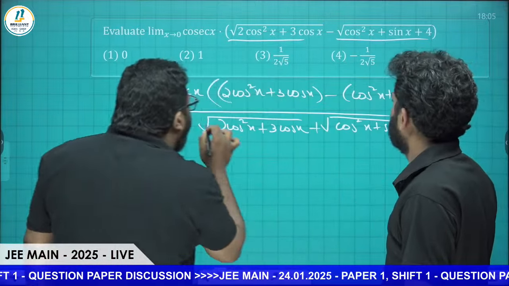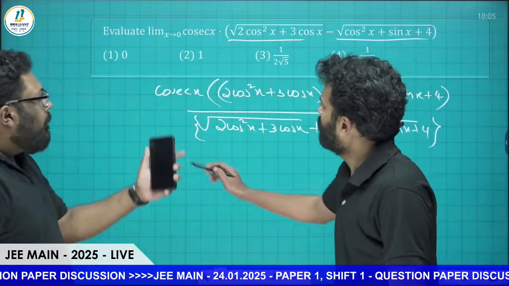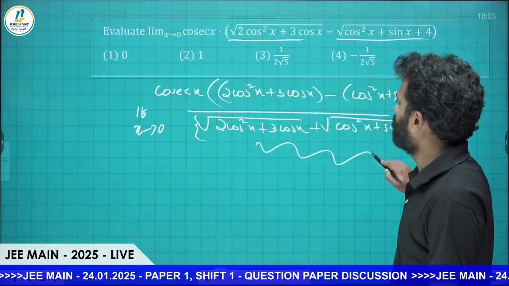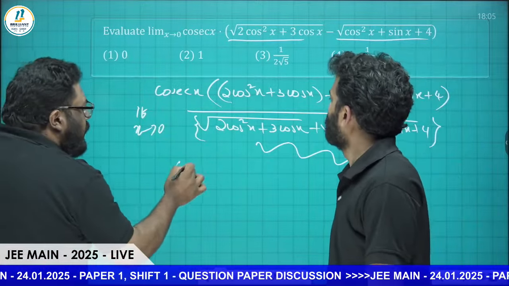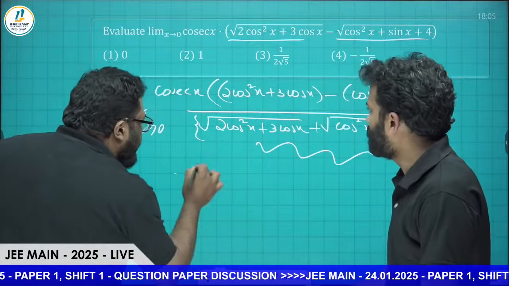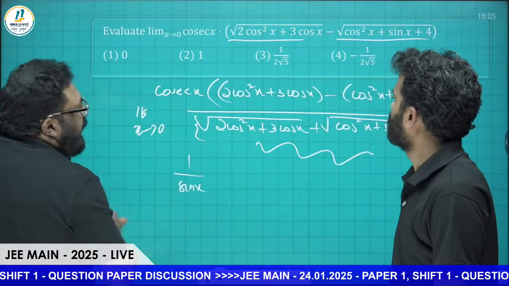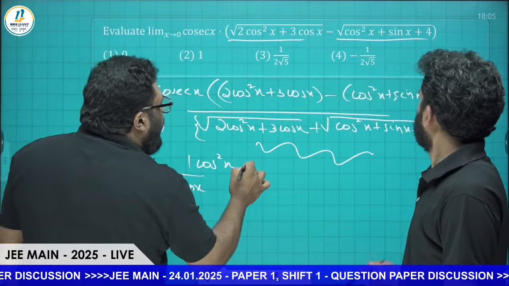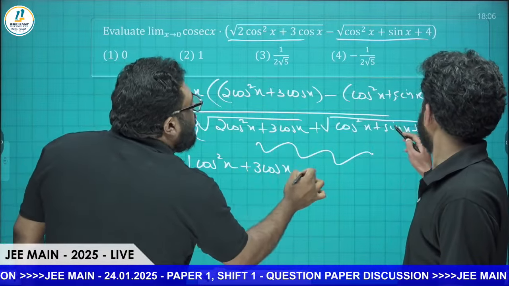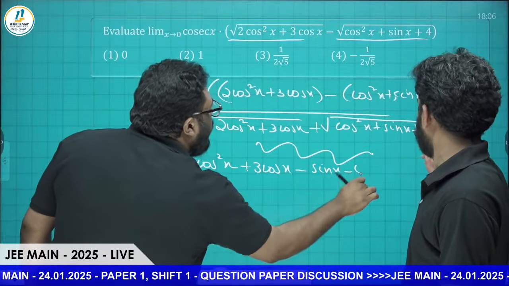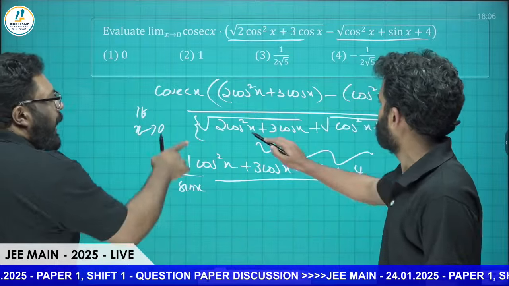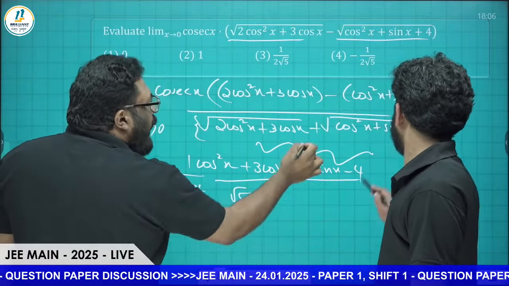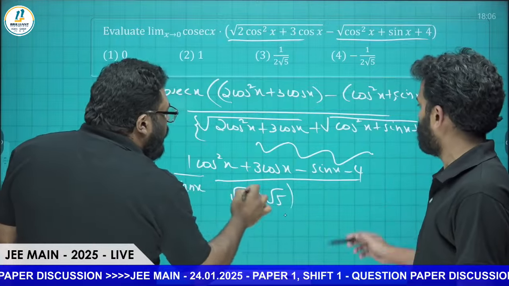Now this denominator is a defined value, so we can put the limit x tends to 0 here itself. And this is going to be, you can write it as 1 by sin x, which is an indeterminate form, times cos squared x plus 3 cos x minus sin x minus 4, divided by, if you put zero, it's going to be root 5 and that is also root 5, which eventually becomes 2 root 5.